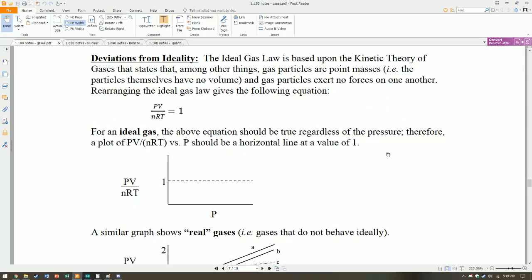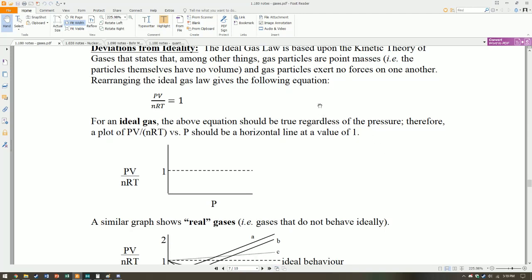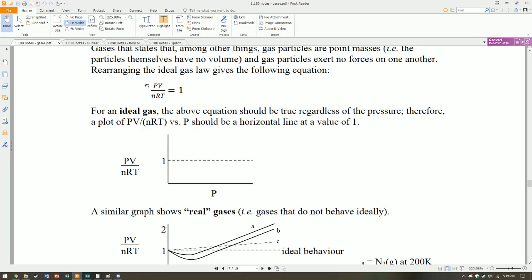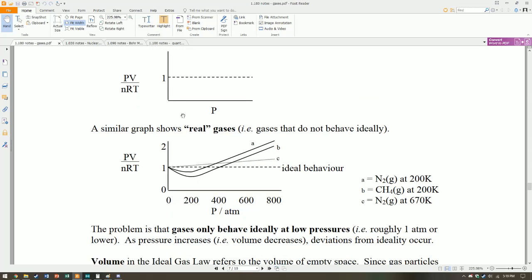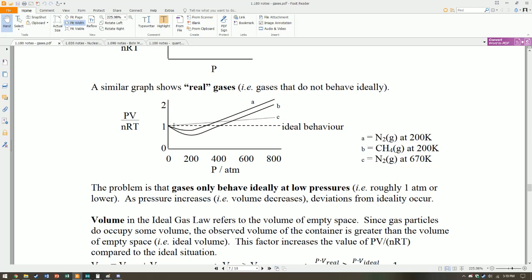Lastly, we need to talk about deviations from ideality. The ideal gas law is based on the kinetic theory of gases, which states, among other things, that gases have no volume and gases exert no attractive forces on one another. So, rearranging this, we should get PV over nRT is 1, and this is what we sort of get. This is what we get in the real world. We note here that the pressure is actually less because actual gases will exert intermolecular forces on each other and try to pack together and lower the pressure.